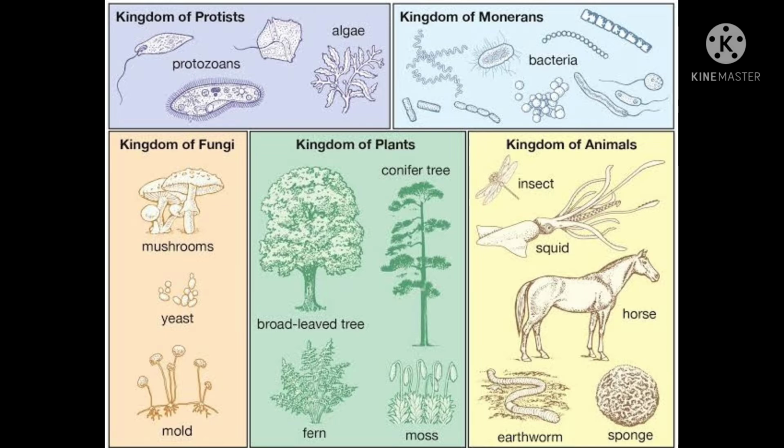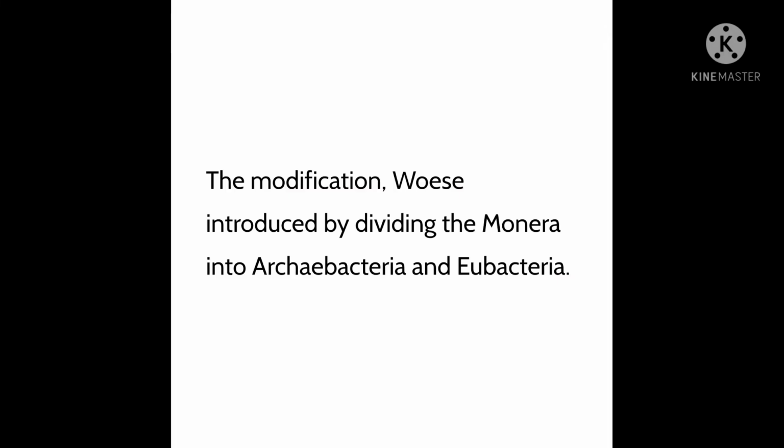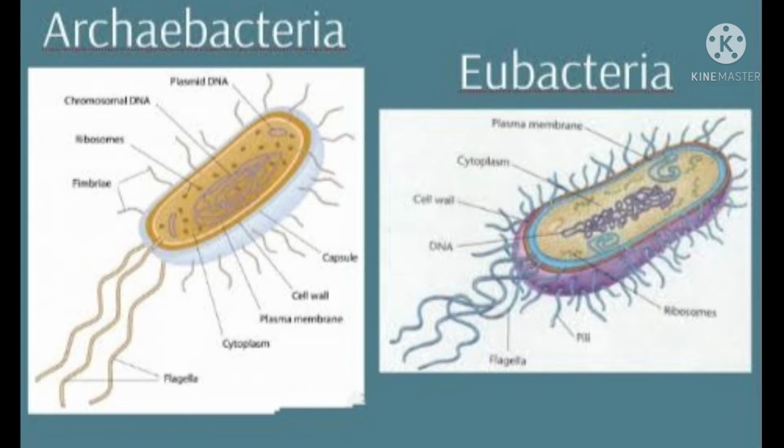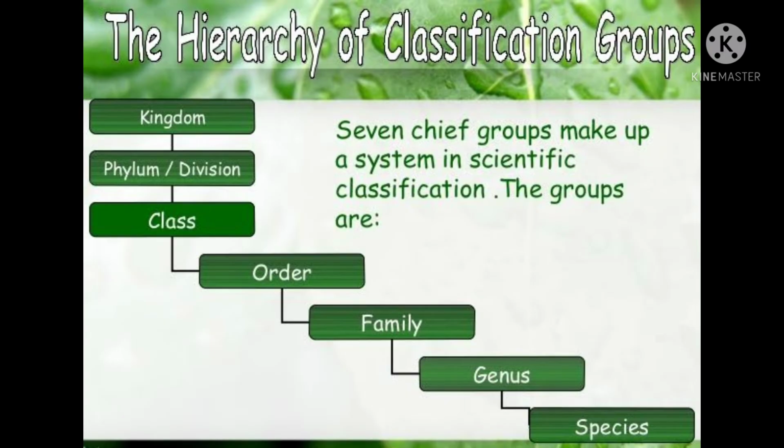These groups are formed on the basis of their cell structure, mode and source of nutrition, and body organization. The modification was introduced by dividing the Monera into Archaebacteria and Eubacteria. Further classification was done by naming the subgroups at various levels, such as phylum for animals, division for plants, then class, order, family, genus, species.